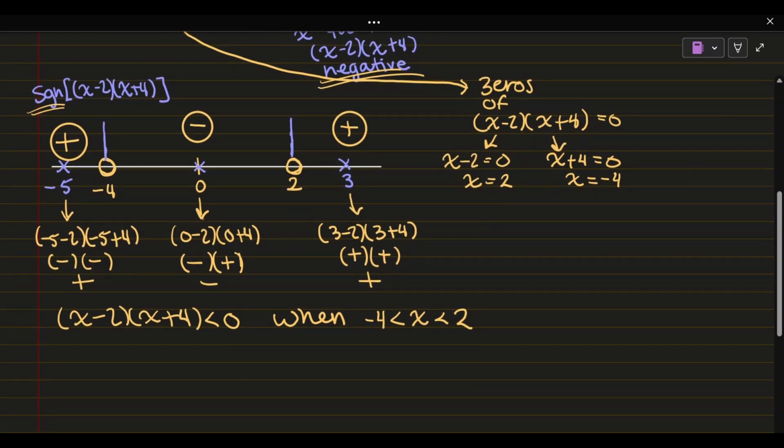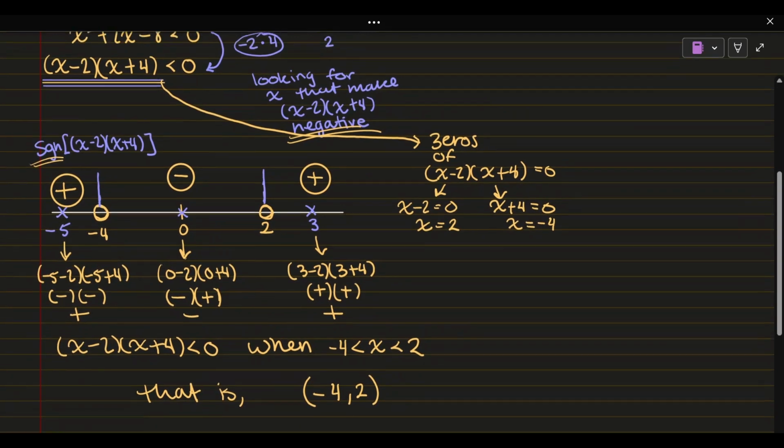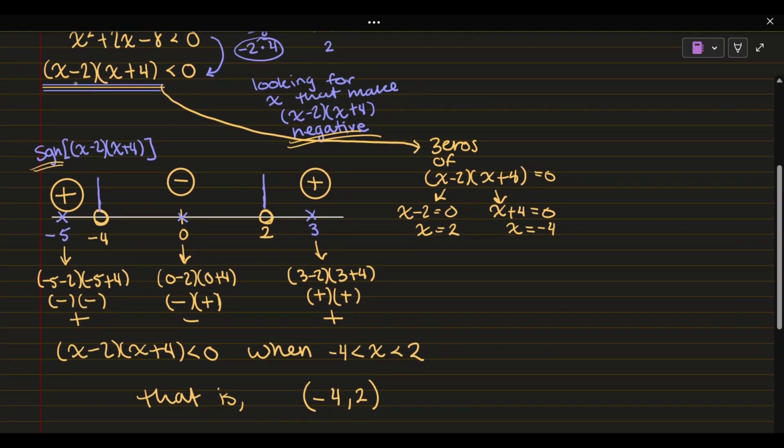So our solution, if we want to write it in interval notation, is the open interval from -4 to 2. Why is it open? Well, at -4 and 2, we said earlier that this product is 0. And you can verify this because if I plug in +2 here, I get 0. And if I plug in -4 here, I get 0. So my product will be 0.